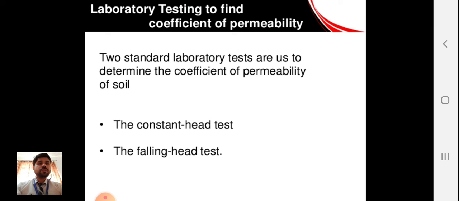Laboratory testing to find the coefficient of permeability: there are two standard laboratory tests used to determine the coefficient of permeability of soil. The first is the constant head test and the second is the falling head test.